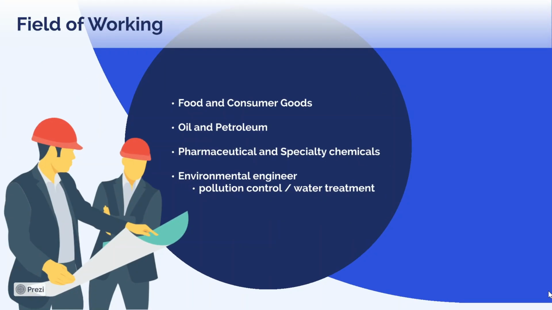Chemical engineers can work in many fields. For example, food and consumer goods, oil and petroleum, pharmaceutical and specialty chemicals, and environmental engineering, which is related to pollution control and water treatment.